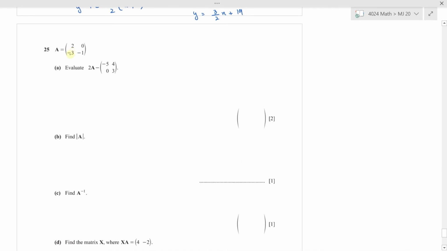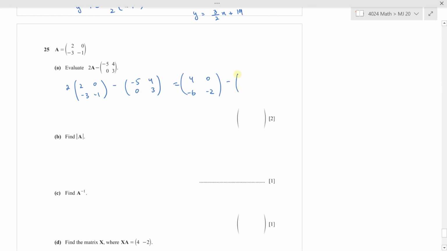So question number 25 is you're given a matrix A. The first part is evaluate 2A minus this matrix. So let's substitute the value of A here. 2, 0, minus 3, minus 1, minus 5, 0, 4, 3. So if I bring this 2 inside, I get 4, 0, minus 6, and minus 2.